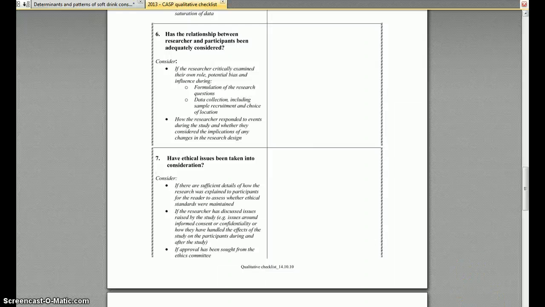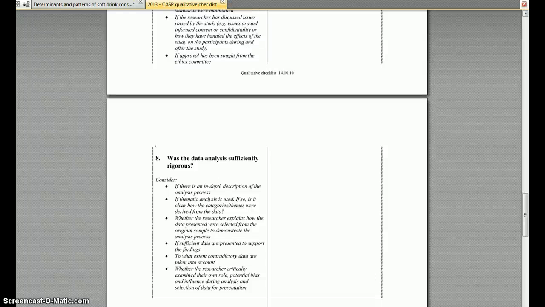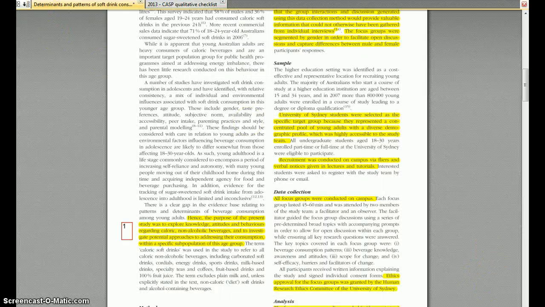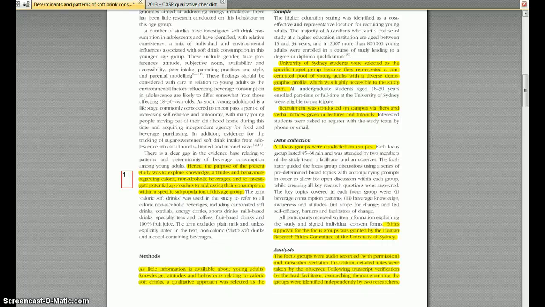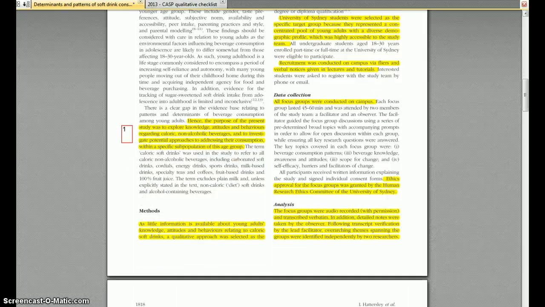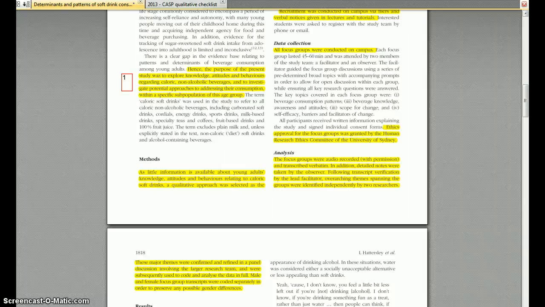So moving on to question 8. Was the data analysis sufficiently rigorous? We're looking for a description of the analysis process. Again, we return to the methods. You can see towards the bottom of this page here, it says that the focus groups were audio recorded, so we can be confident about the integrity of the data, that they were transcribed verbatim, they were supported by notes and memos, that there was a process of verifying the transcript to make sure there are no transcript errors, and they then examined these major themes, not relying on an individual interpretation, but discussing them within the larger research team. They coded and analysed the data, and they kept the male and female data separate in line with their earlier hypothesis and the way they designed the study.